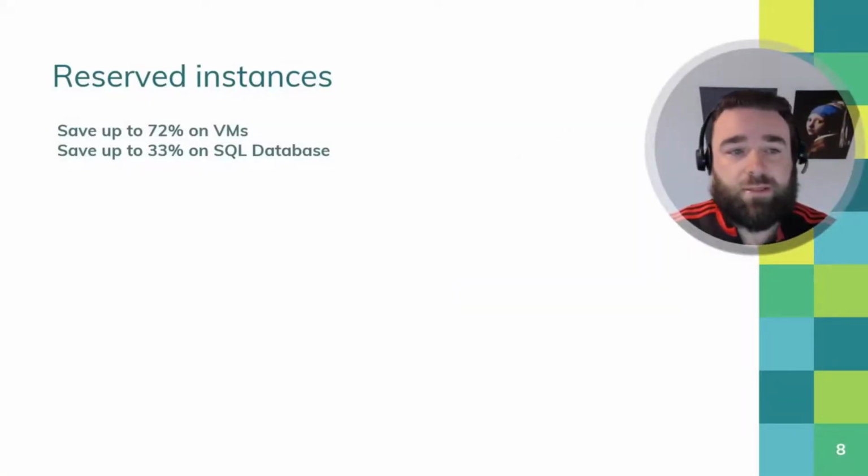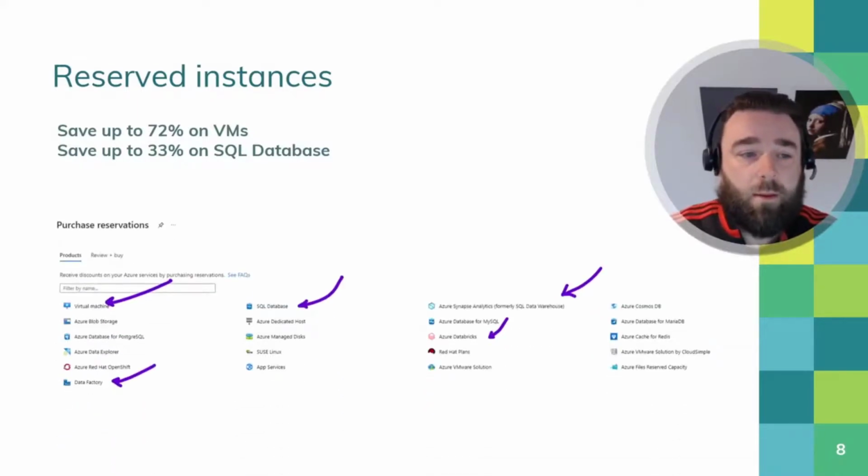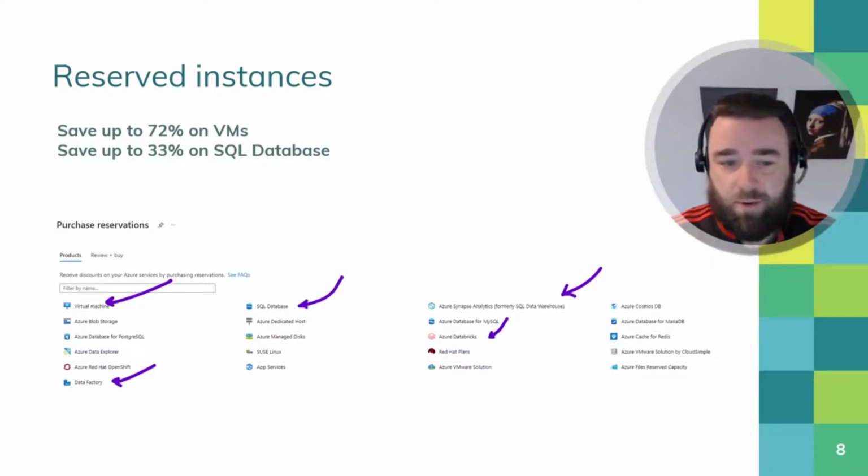Okay, so reserved instances is the next thing on our list. You can save up to 72% on VMs and 33% on SQL database. So you would commit to having an instance type for 1 or 3 years. If you look at what's available within reservations, you can see all the classic things for a data team.